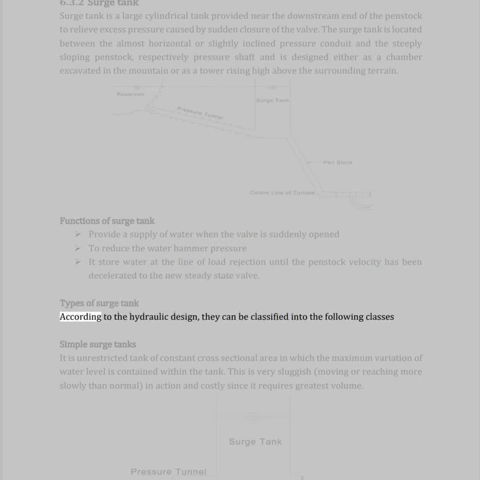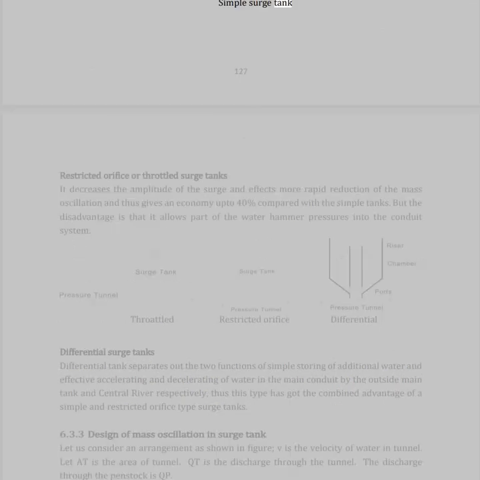Types of surge tank. According to the hydraulic design, they can be classified into the following classes. Simple surge tanks. It is an unrestricted tank of constant cross-sectional area in which the maximum variation of water level is contained within the tank. This is very sluggish in action and costly since it requires the greatest volume. Simple surge tank.